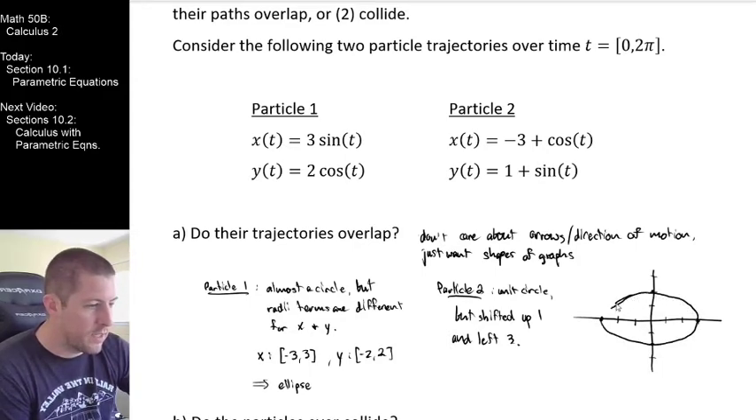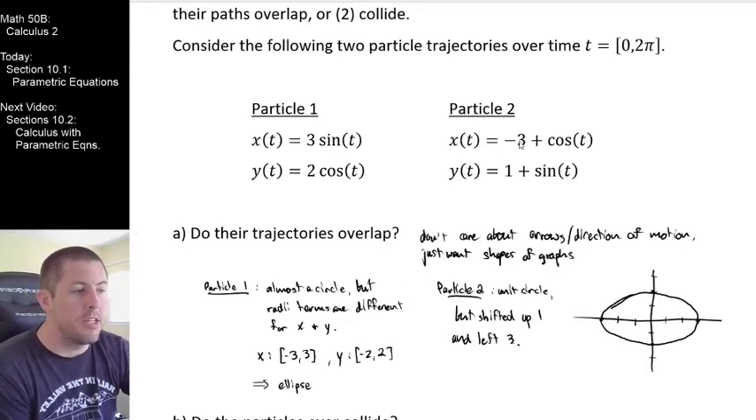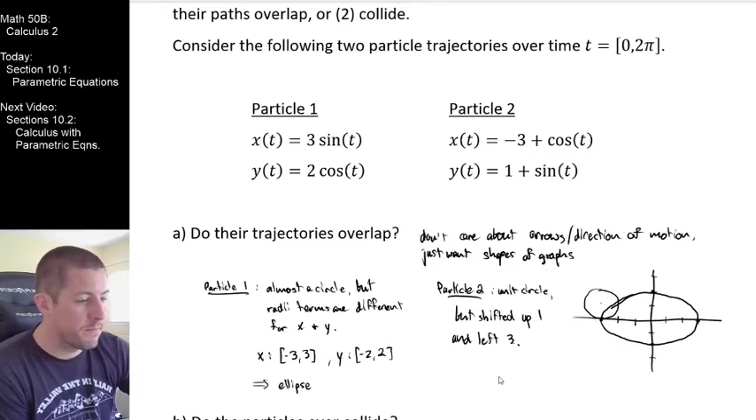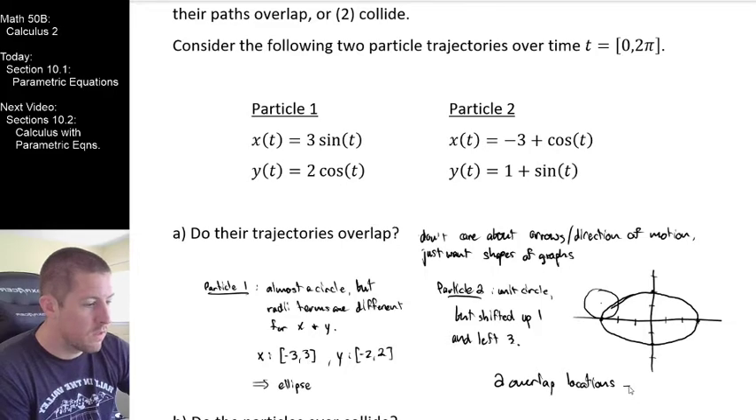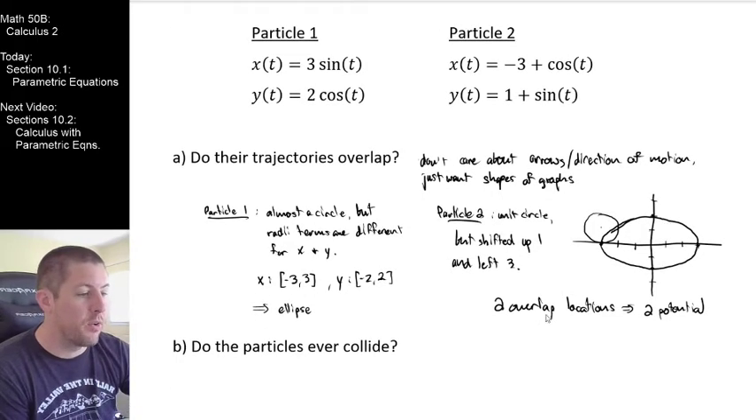Ooh, that went really good on that last part. So there's particle 1. And particle 2 seems to be centered at -3, 1, and it's going to be a unit circle. There. So it seems like there are 2 locations of overlap, which means there are 2 potential collision locations.